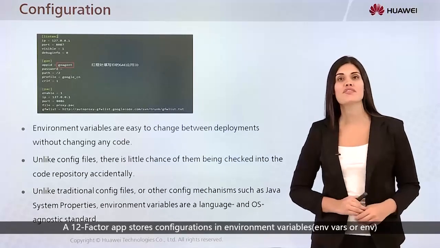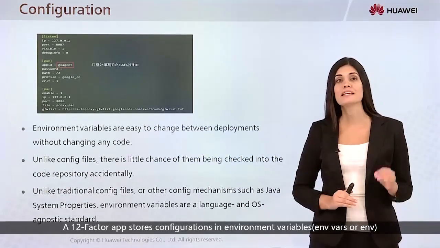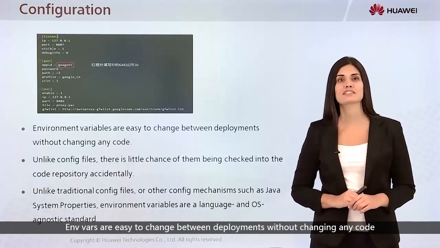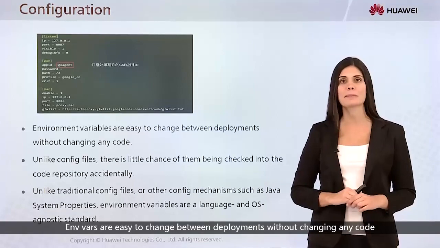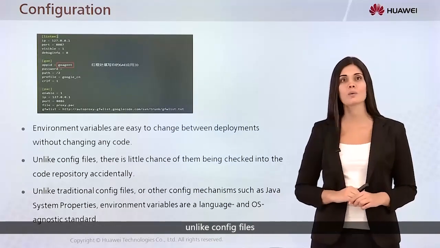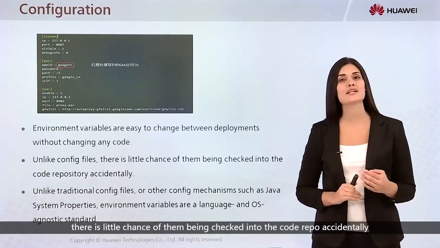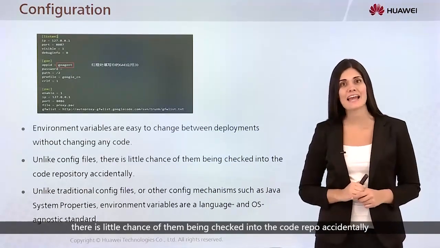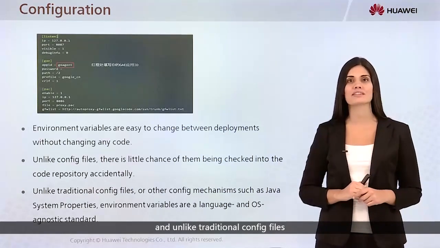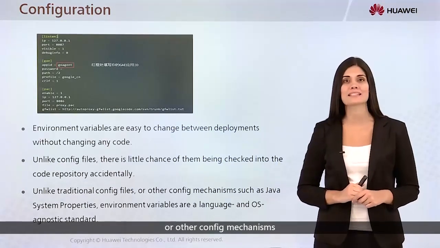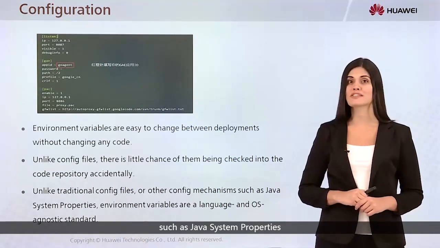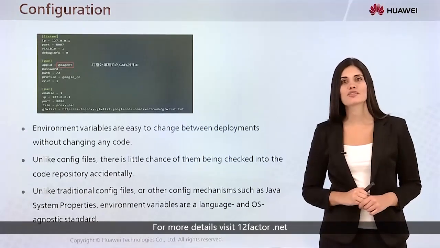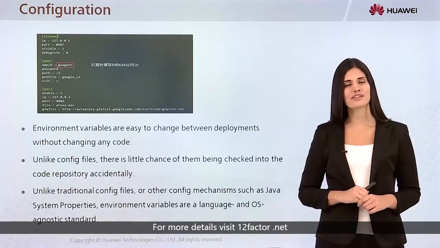Configuration. A 12-factor app stores configuration in environment variables, often called env vars or env. Env vars are easy to change between deployments without changing any code. Unlike config files, there is little chance of them being checked into the code repo accidentally, and unlike traditional config files or other config mechanisms, such as Java System Properties, they are a language- and OS-agnostic standard. For more details, visit 12factor.net.